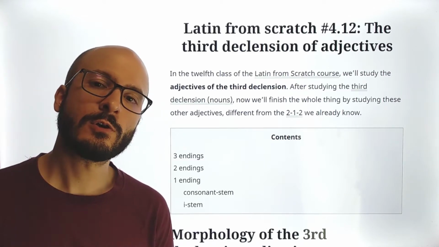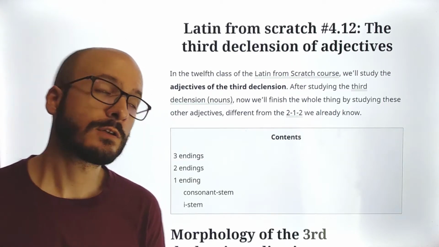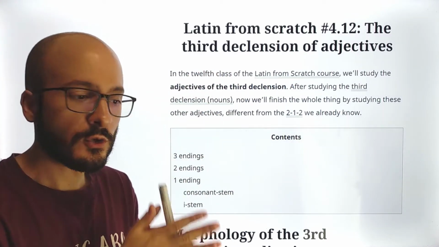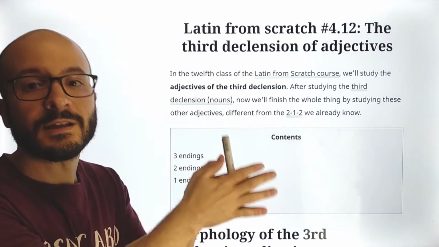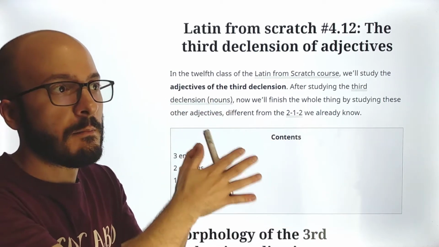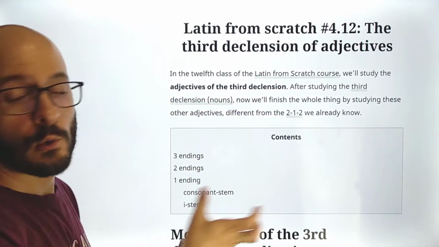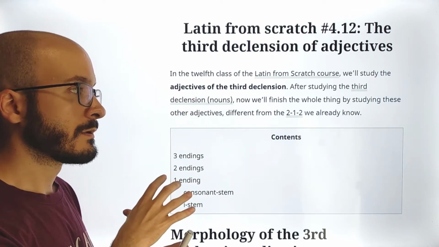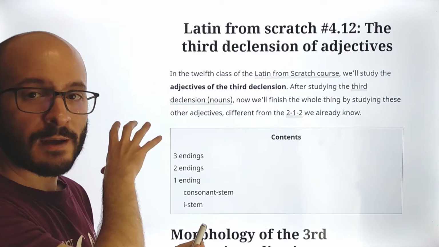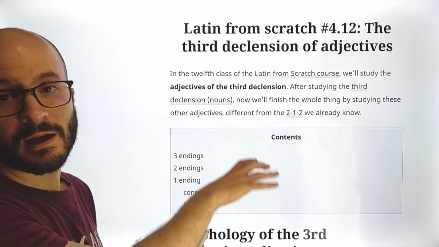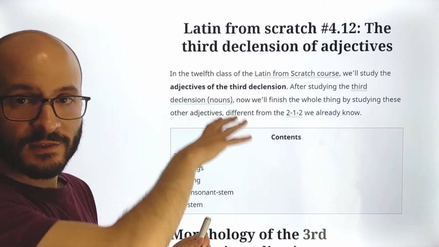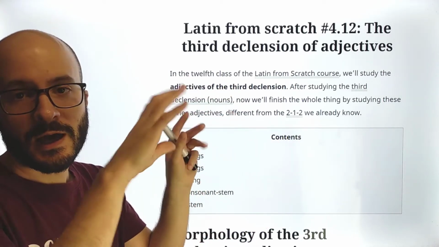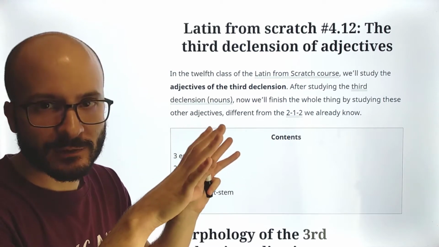Latin from Scratch course, 12th class, third declension adjectives, or adjectives of the third declension. Of course, you are supposed to have studied and learned the previous class with the main theory of the third declension. Now we are going to use this theory from the previous class and apply it to the adjectives. After we study this theory for adjectives, we will already know everything we have to know about adjectives, or at least about the declension of adjectives.